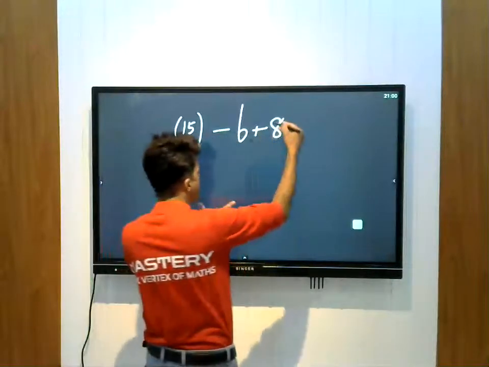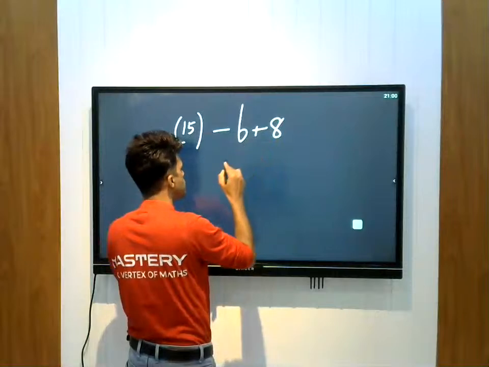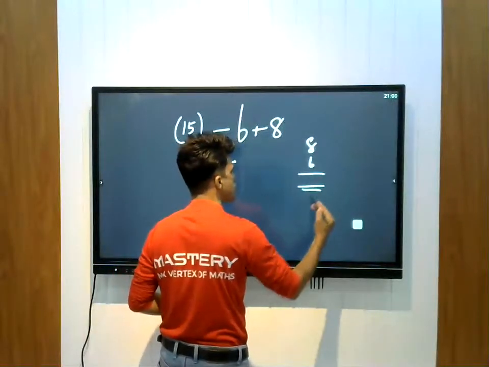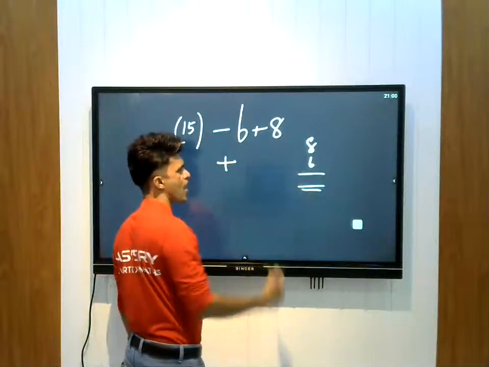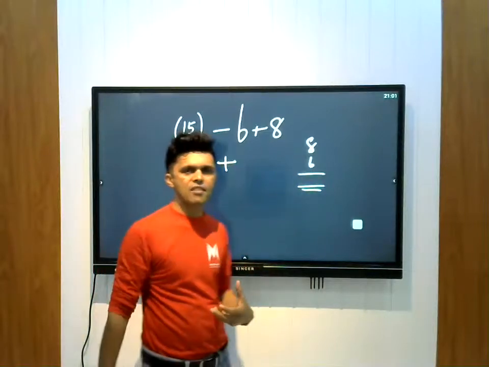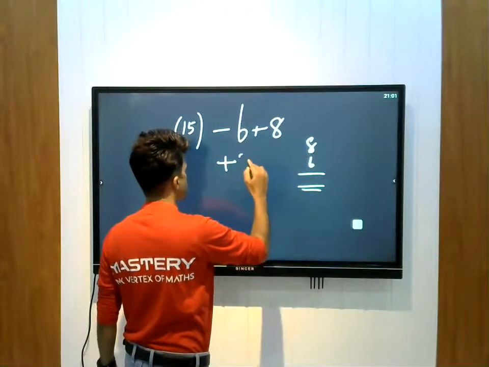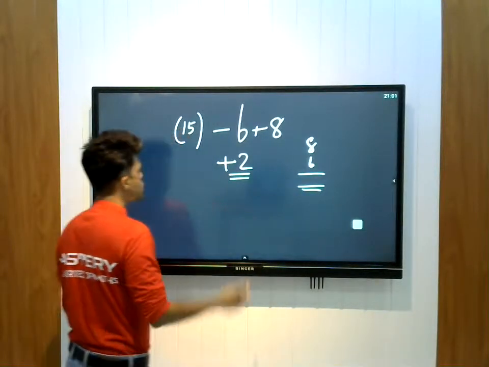Yes, the greater digit is 8. The sign opposite to the greater digit is positive. Then, according to the way that you learned previously, you need to subtract the least value from the greater value. So 8 minus 6 is 2. So the answer is plus 2.